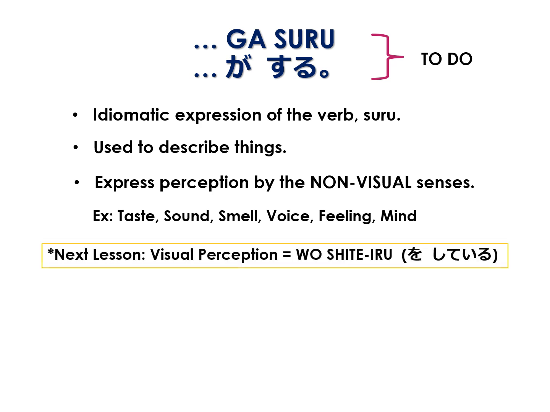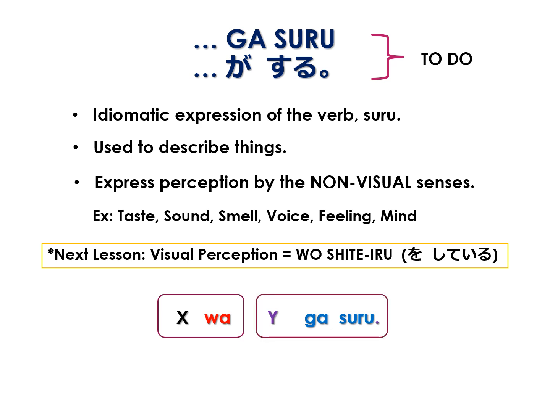For visual perceptions, what we see, we use another idiomatic use of suru, the shite-iru expression, which we tackle in the next lesson. To use ga suru, we use the pattern X wa Y ga suru. What we talk about takes the particle wa, and the non-visual perception takes Y ga suru. In other words, X wa Y ga suru means X has property Y.